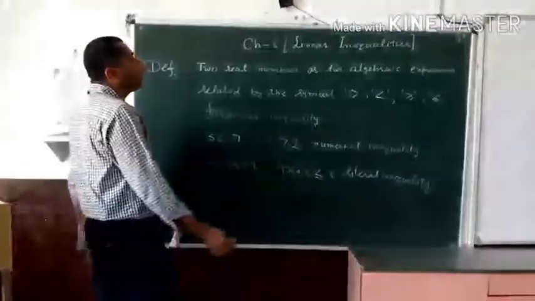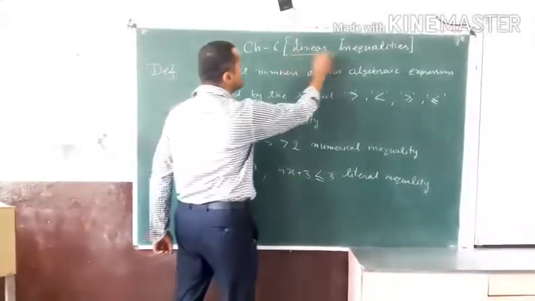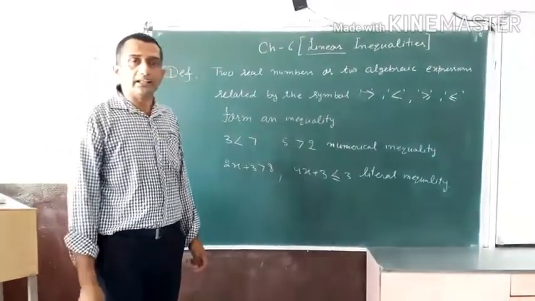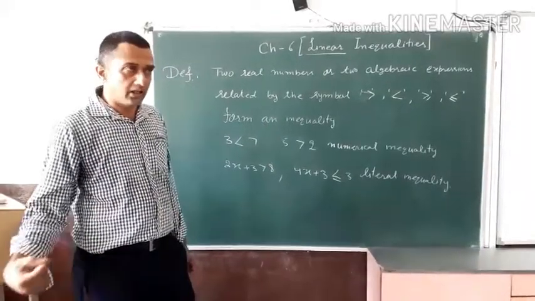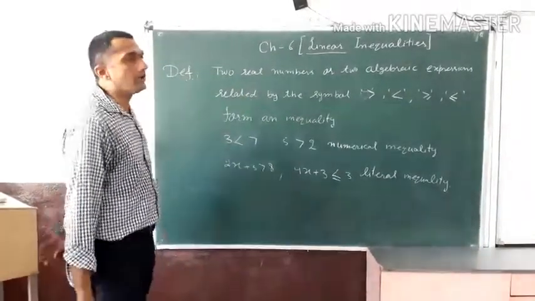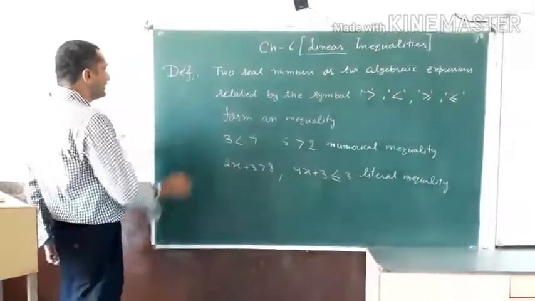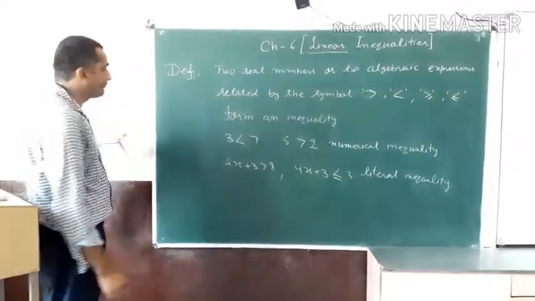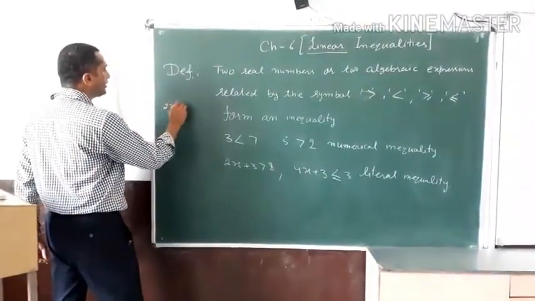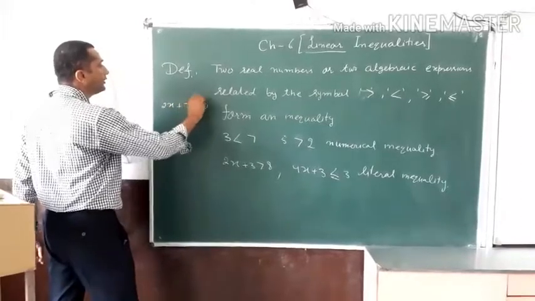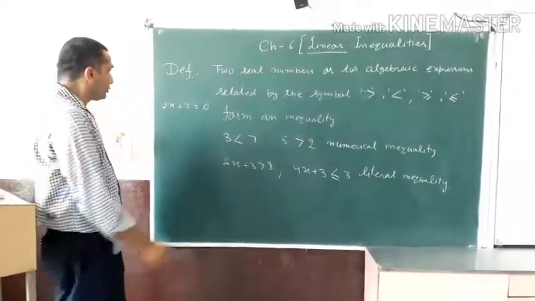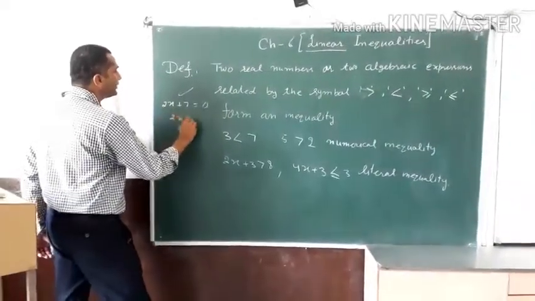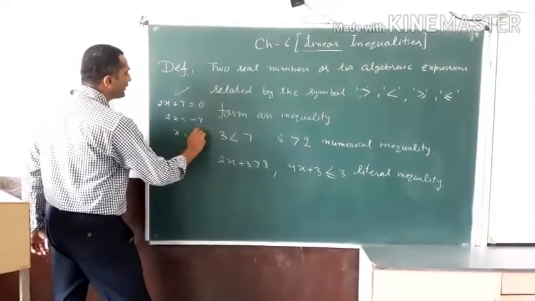And you all know about the term linear. You studied up to class 10th linear equations and quadratic equations. So here we are talking about linear equations. A linear equation is an equation having degree 1. Suppose we have 2x plus 7 is equal to 0. So this equation gives the value x is equal to minus 7 by 2.